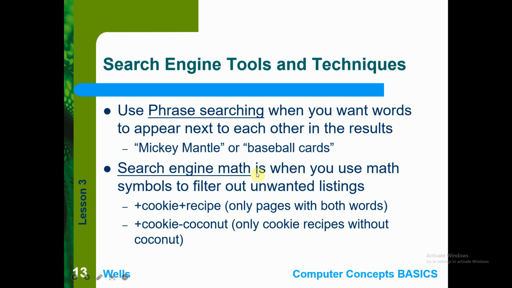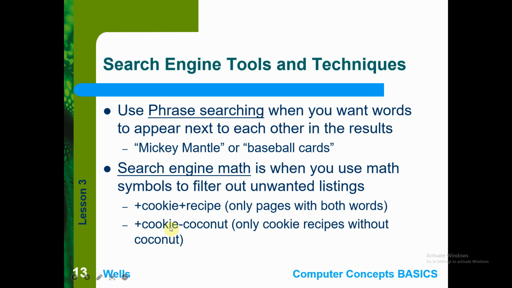Then for search engine math, we use plus and minus, or your math symbols, to filter out unwanted listings. So in this example, we have plus cookie plus recipe. If you search for these two terms with a plus, it will display pages with both the words cookie and recipe.